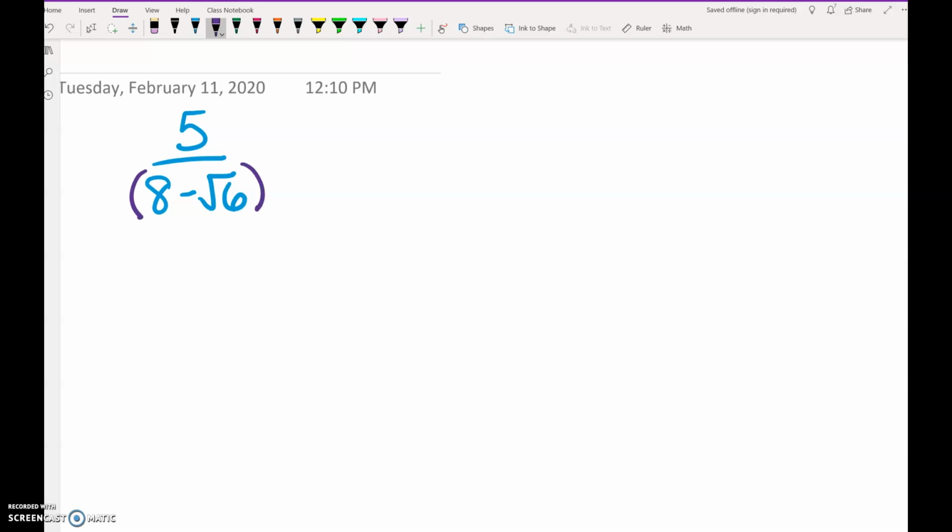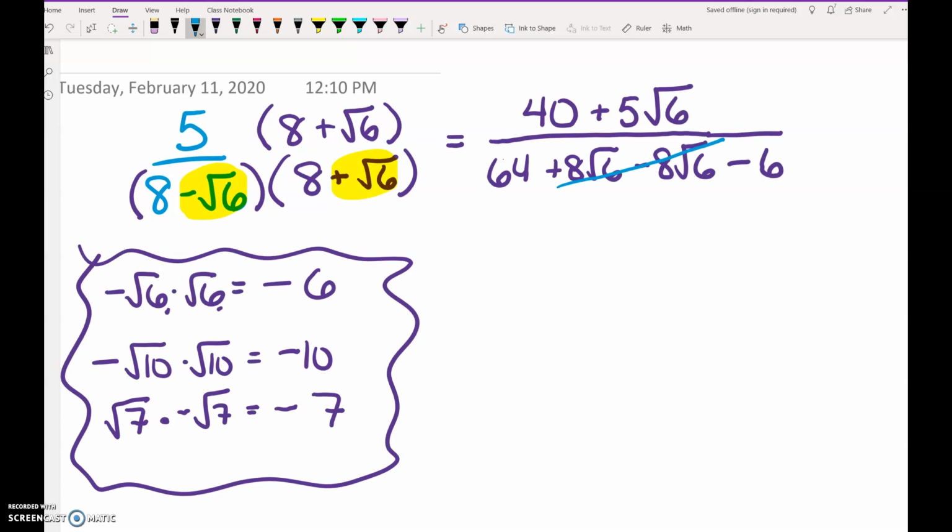Whatever the denominator is, you multiply the top and the bottom by the exact same thing except the opposite symbol. So if it's originally minus, you multiply by the same thing but with the plus instead of the minus. So distribute on the top, double distribute on the bottom. Those middle terms will always cancel out, and on the bottom we have 64 minus 6, which is 58, and that should help you see which one is your correct answer.